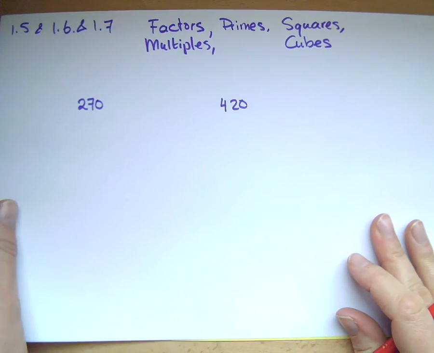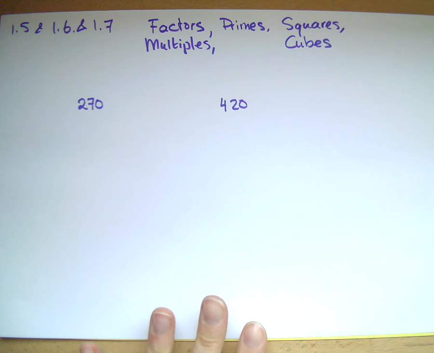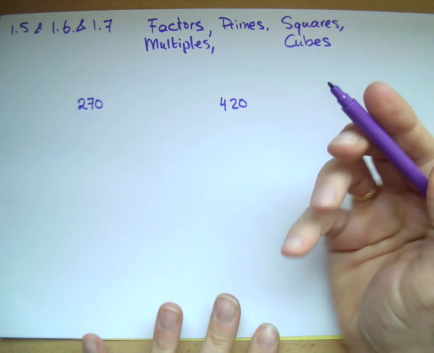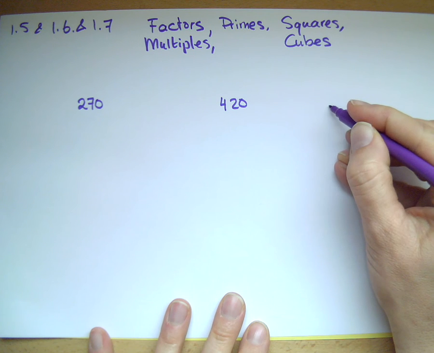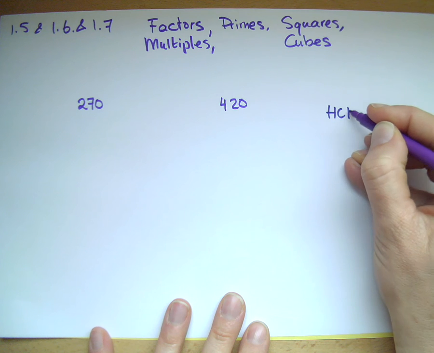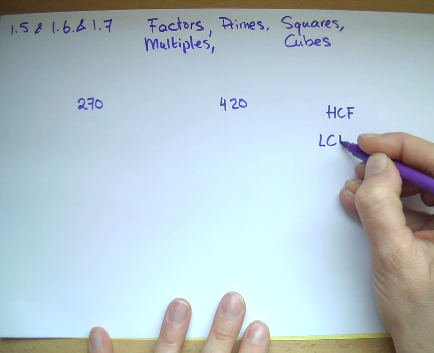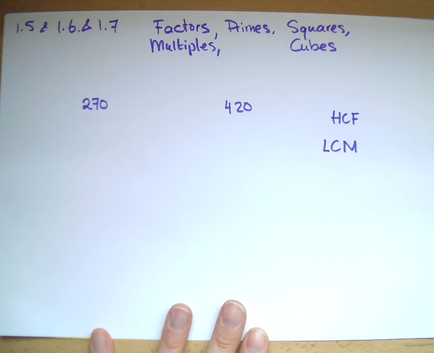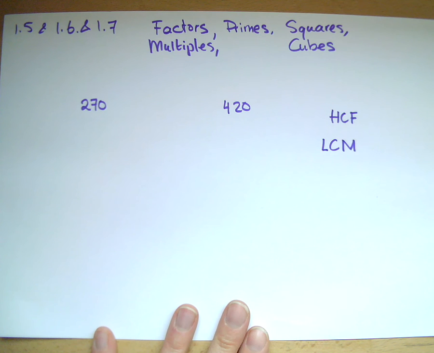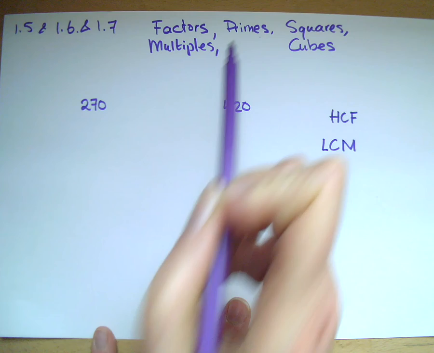Factors, multiples, primes, squares, and cubes. Just the short version. When we want to find the highest common factor or the lowest common multiple of two numbers, we draw a factor tree. In a factor tree, we're finding only prime factors.